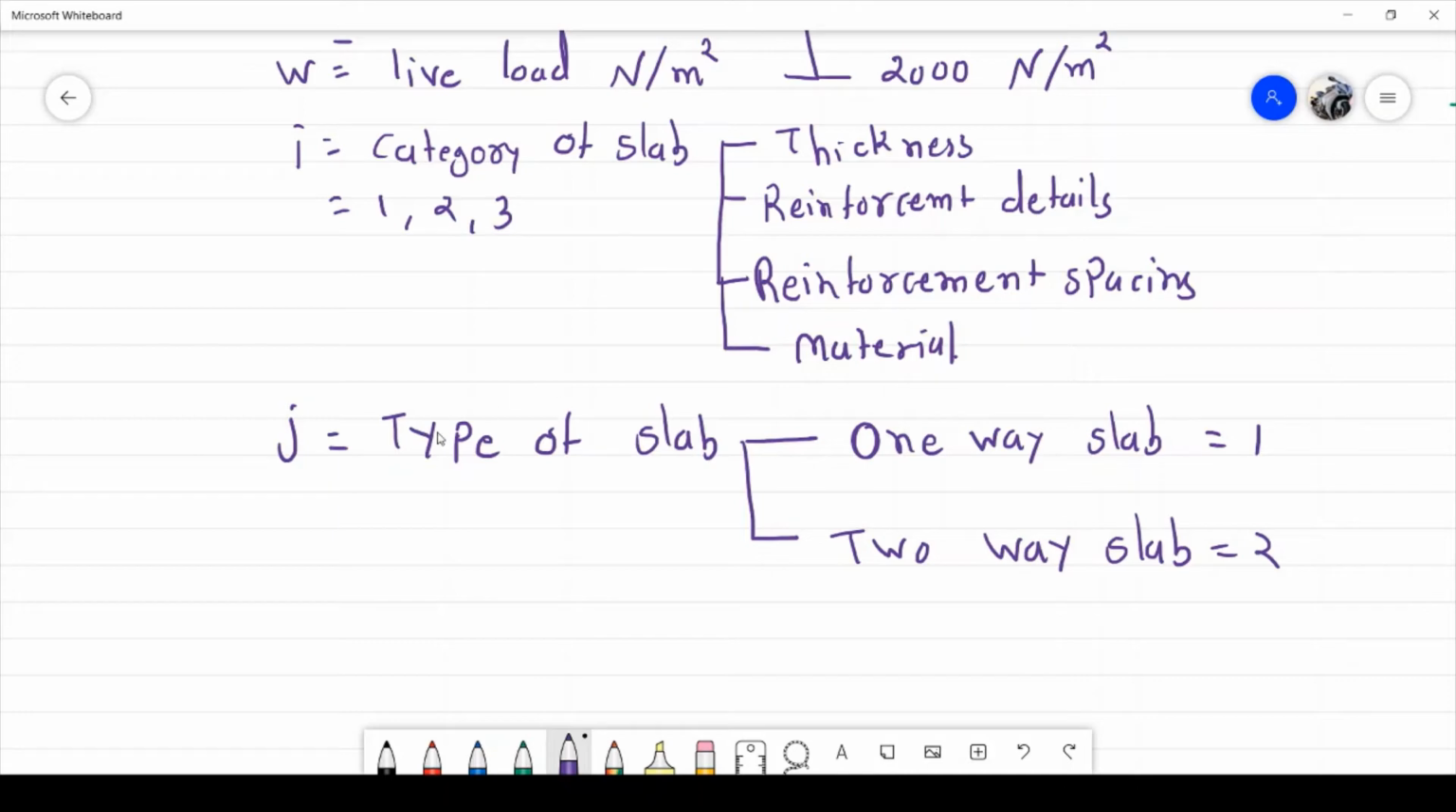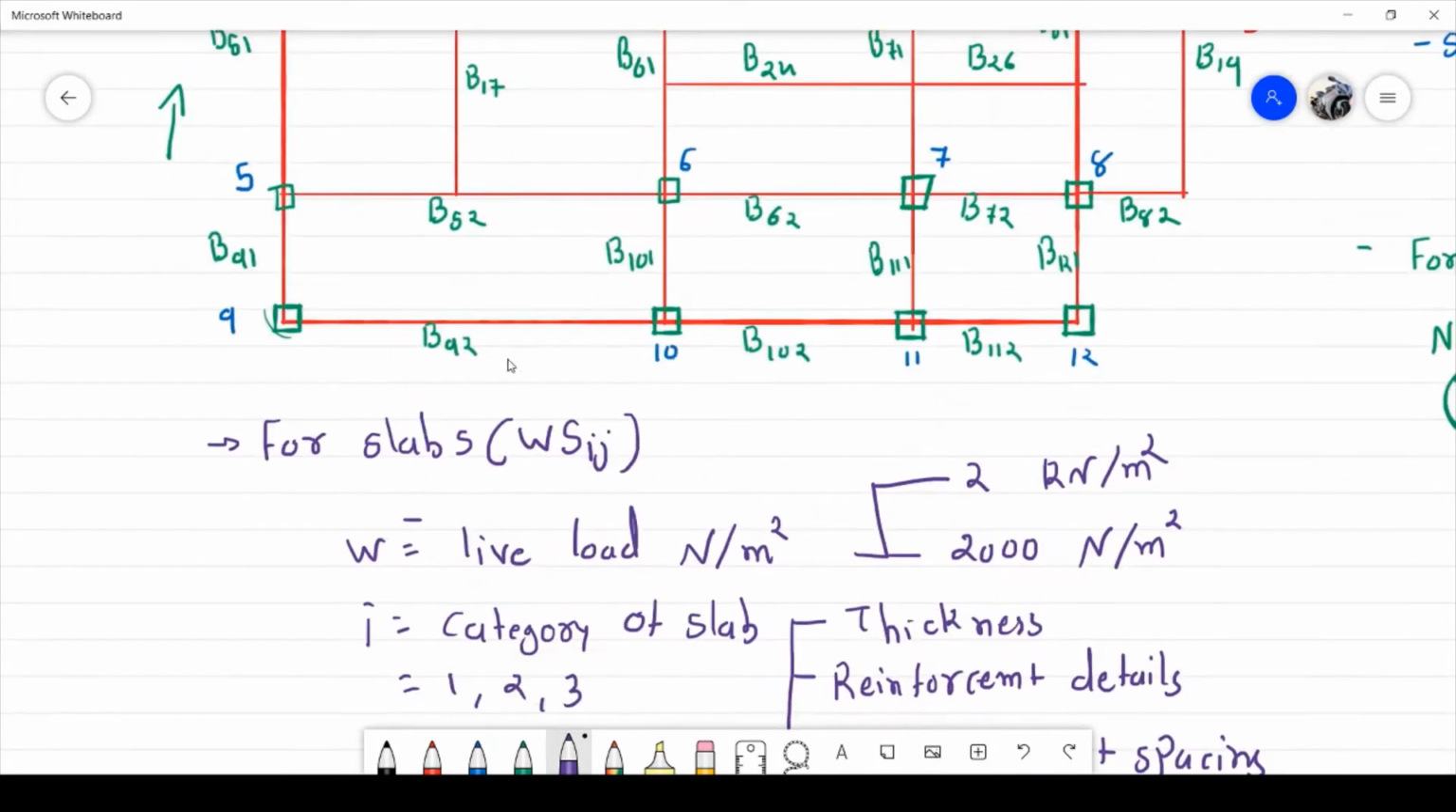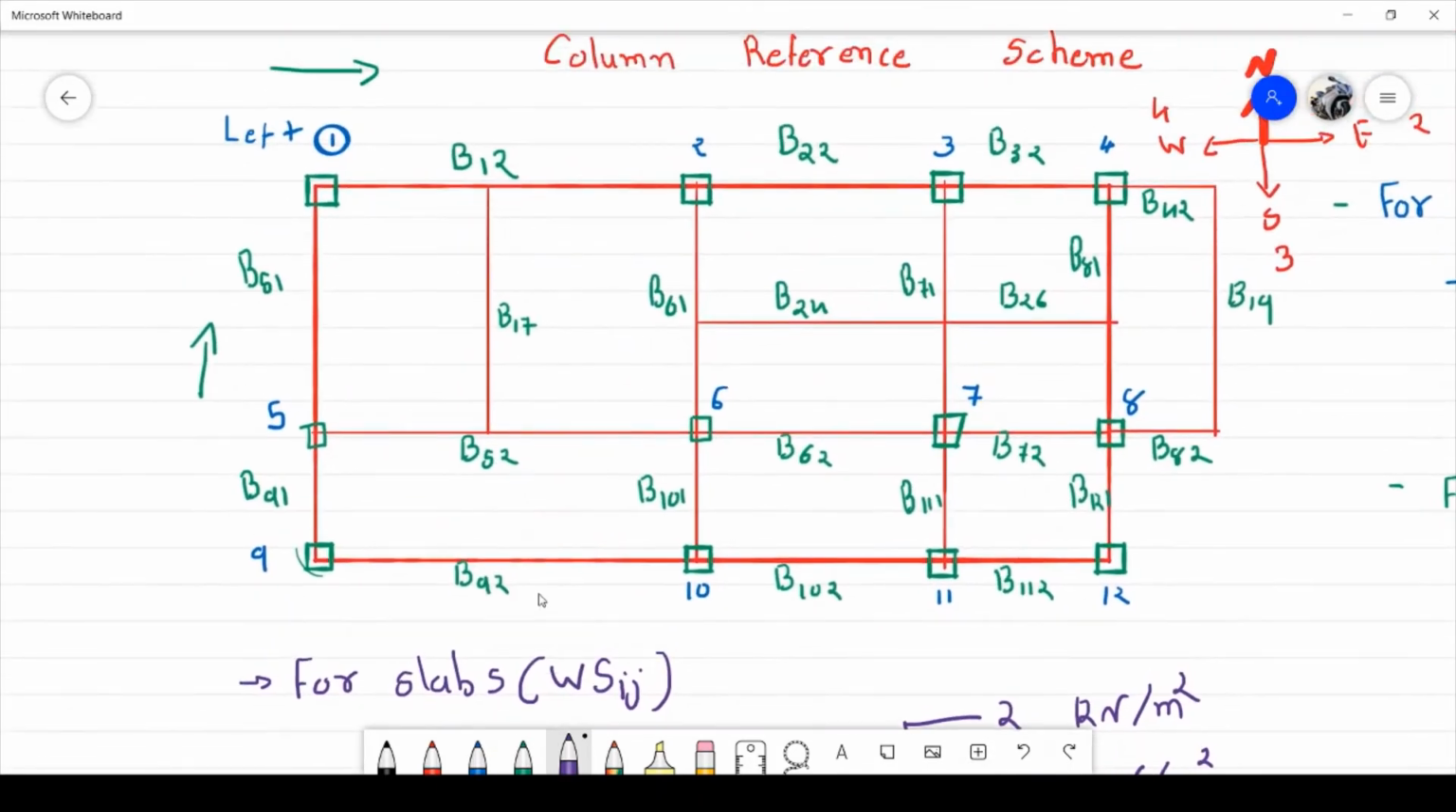So let's start naming a slab. So here is a one-way slab, 2000 live load, category 2, 1, because it's a one-way slab. Same thing here, 2000, category 2, slab 1. Here I change the load. Here is a 3000 S 2 1.